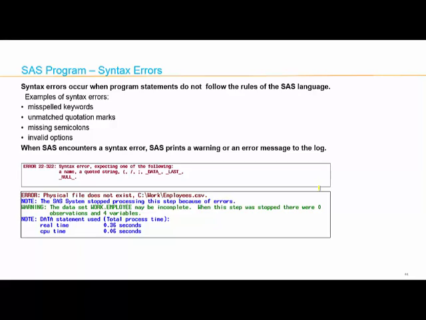Next is invalid options. There are a few options which can be used for a particular statement. If you try to use those options for another statement, then SAS will throw an error message. The SAS compiler will not understand why you are trying to use that option for another statement. The definition of those options is different for a particular statement.